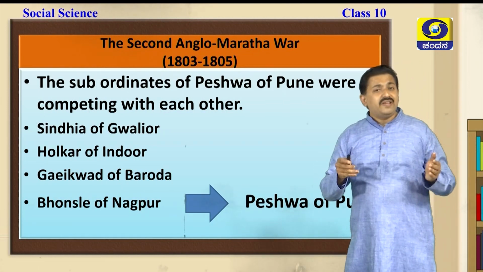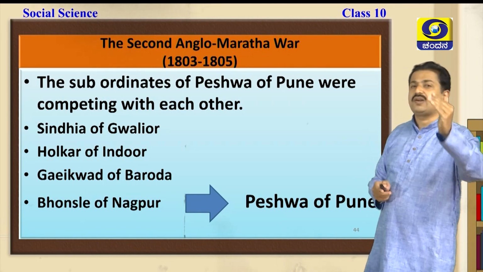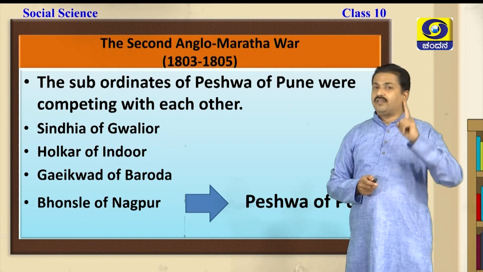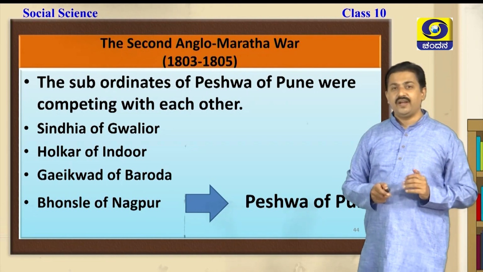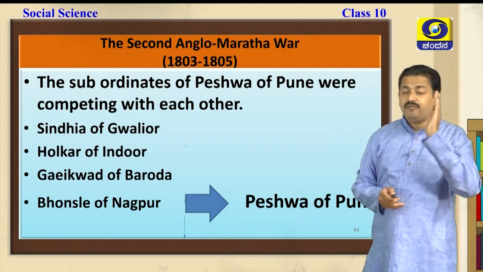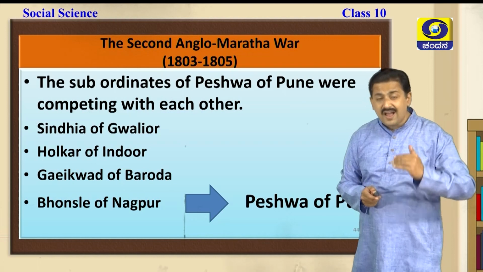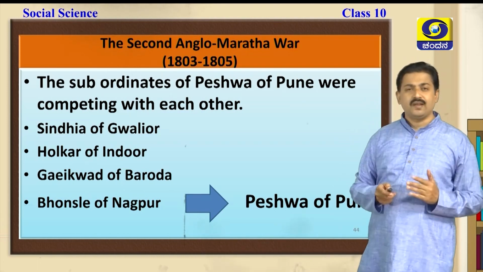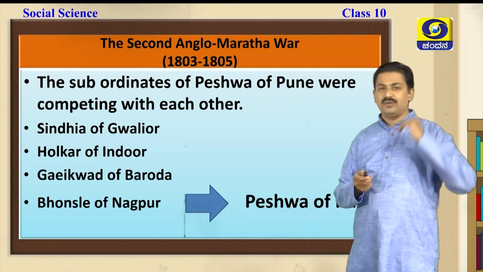After a gap of nearly 15 years, the Second Anglo-Maratha War started. Recall, the First Anglo-Maratha War started in the year 1775 and ended in the year 1782. After about 15 years, in the year 1803, the Second Anglo-Maratha War began. Why did the Second Anglo-Maratha War begin? Let me tell you this.